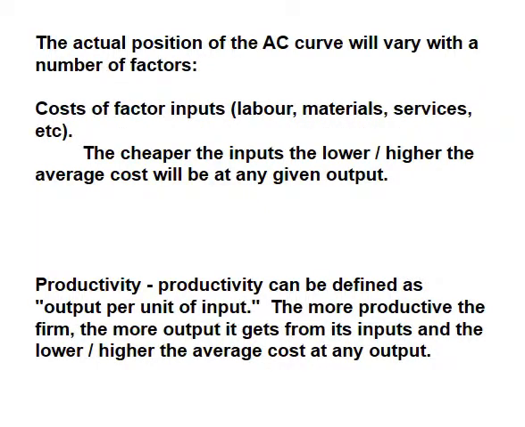The actual position of the average cost curve will vary with a number of factors. So if we look at factor inputs, labor, materials, and so on, the cheaper the inputs, we're going to find that the lower the average cost will be at any given output. Now, productivity. Please make sure that you're very familiar with this definition. It can be defined as output per unit of input. The more productive the firm, the more output it gets from its inputs, and once again, the lower the average cost at any output.